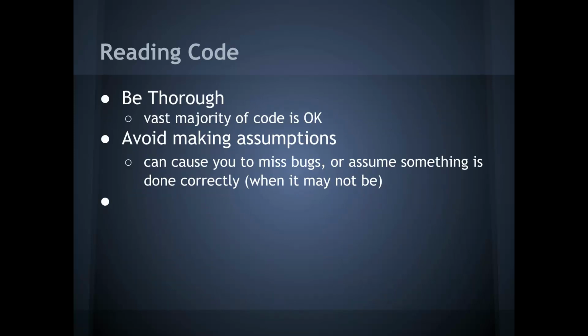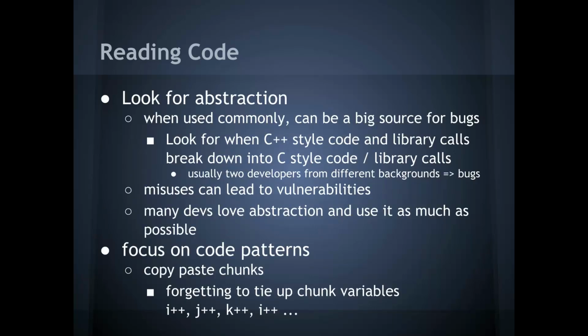I guess this slide isn't finished, but again, the key thing is to be thorough, and if you start making assumptions, you can really miss bugs, or assume something is done correctly when it's not. So some tips that help are to look for abstraction when it's used commonly, perhaps between two developers. It can be a big source of bugs. Perhaps they don't understand each other's actual implementations or what they've abstracted out.